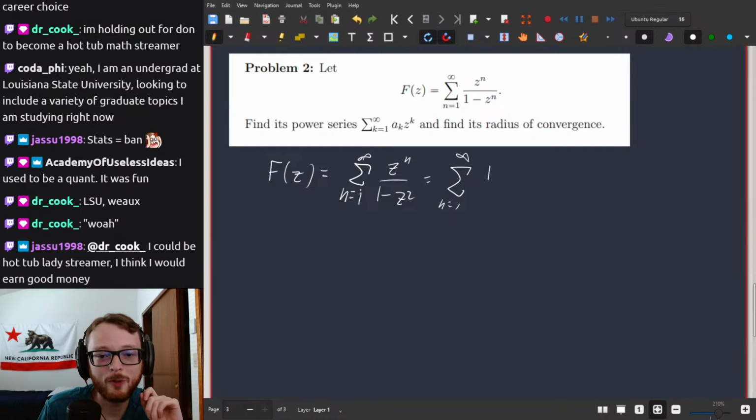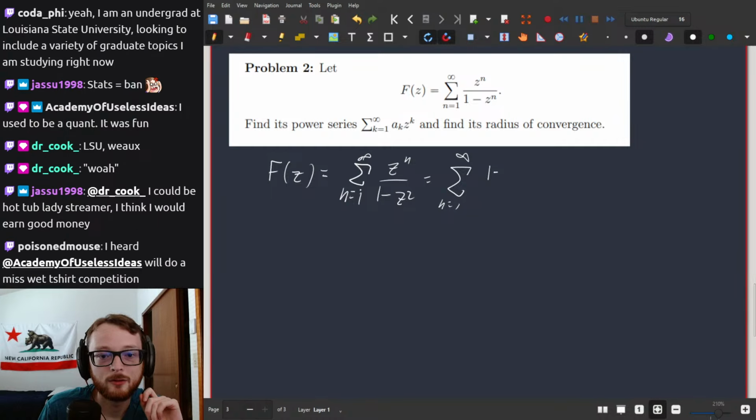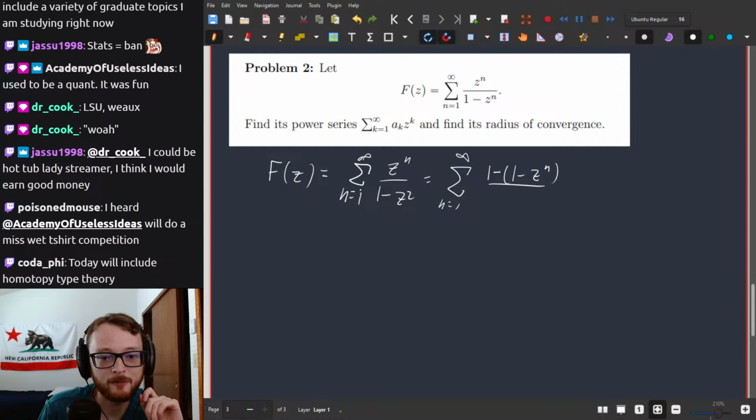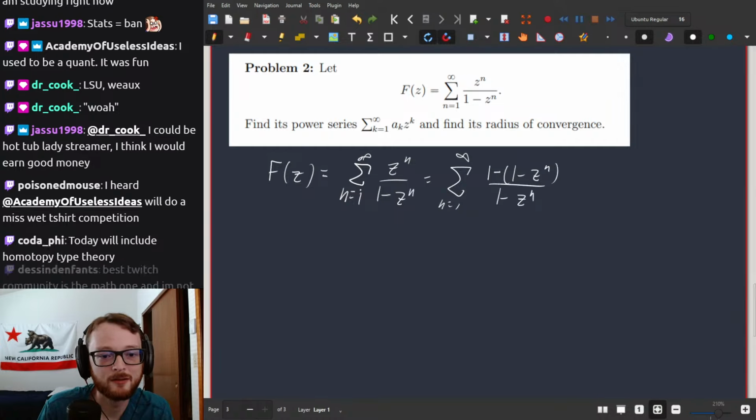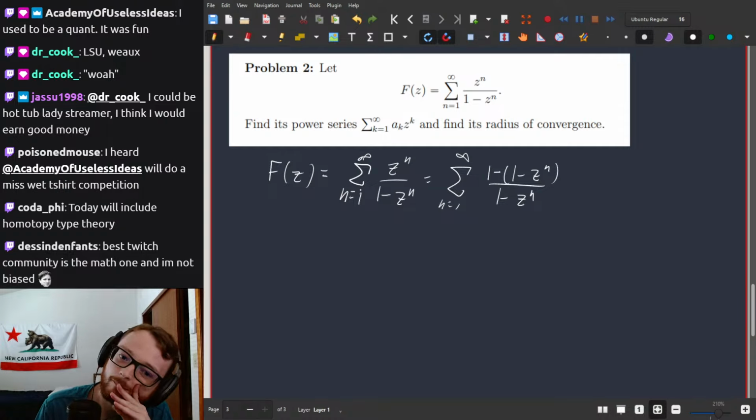So I want to do a 1 minus 1 minus z to the n. I think that... Oh, this might not be a good idea. Because aren't I making a piece of this divergent?